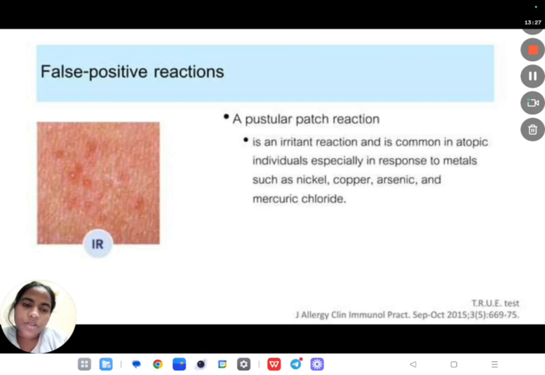A pustular patch reaction is an irritant reaction and is common in atopic individuals, especially in response to metals such as nickel, copper, arsenic, and mercuric chloride.